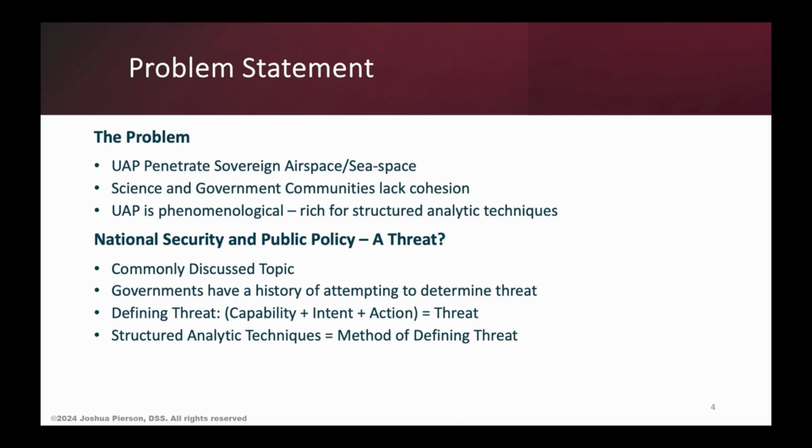Looking at whether UAP present a national security or public policy problem, we must start with understanding how threat is defined in the intelligence and national security community. Threat requires understanding the capability of the adversary. Capability are those things that can be done, or the power is present to do them. Intent is the desire to use that power against a target. Action is the employment of capabilities against a target.